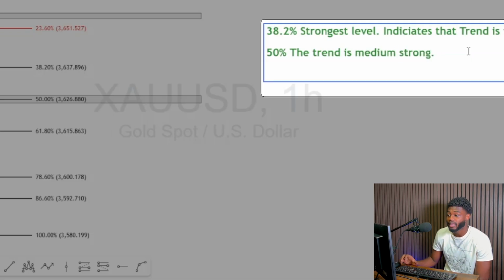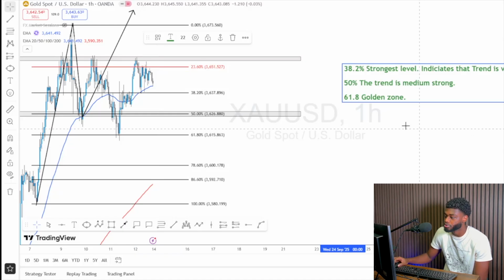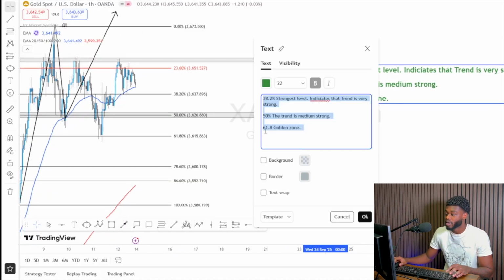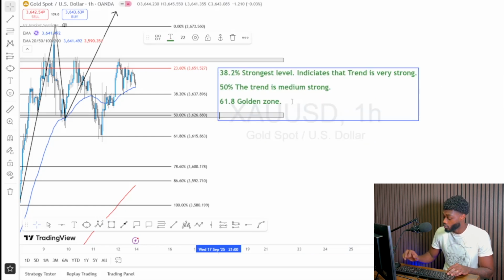The 61.8 level is considered the golden zone. So for the golden zone, this means that it's still a strong trend, but the price action is starting to die down a bit more. Now, if price tends to go to your 78.6, anything lower than 61.8, my apologies, so that would be your 78.6, right? The trend isn't as strong.